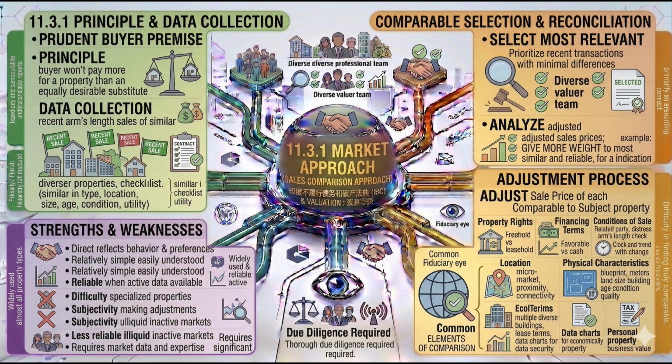And common elements of comparison? These are standard factors? Yes, these ensure uniform comparison. Property rights, location, physical features, economic factors, market conditions. So this creates a structured comparison framework? Correct. It avoids random or inconsistent comparison.